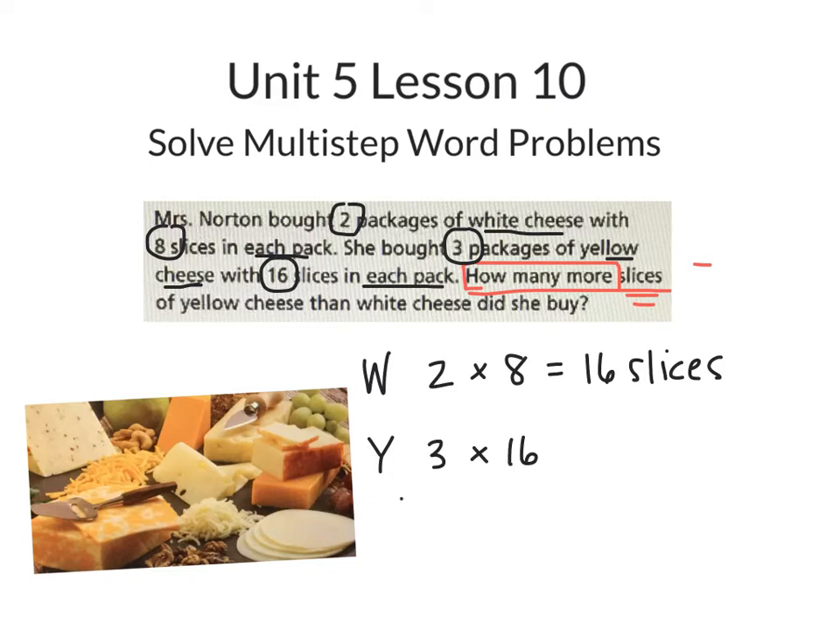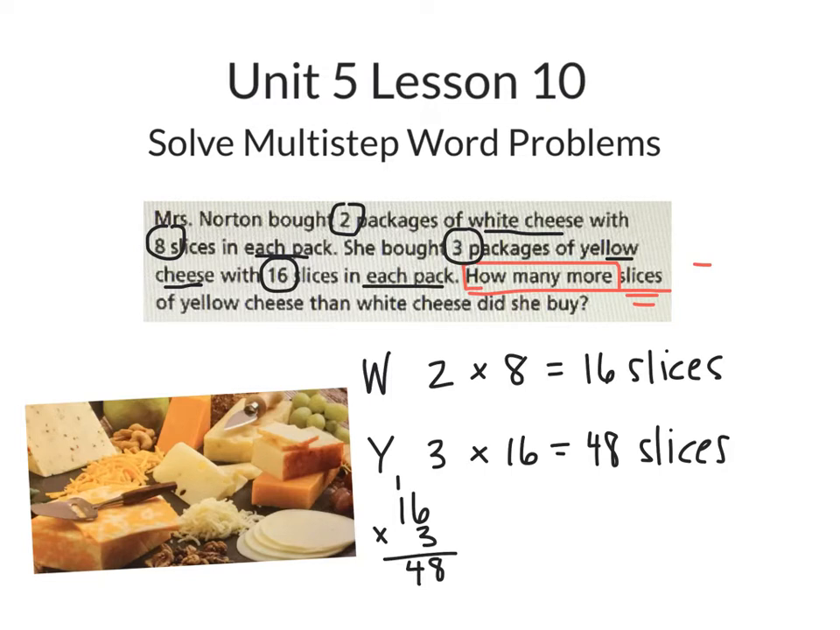Now, that's not just an easy, quick fact, so I'm going to go ahead and solve. 3 times 6 is 18. Carry the 1. 3 times 1 is 3 plus 1, 4. So in the yellow cheese, she has 48 slices. Now, we're still not done. Notice that that was 2 steps already.